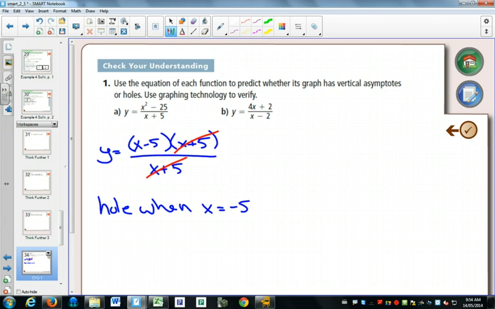So we factored it. It cancels out whenever it cancels. You get a hole. And there we have it at x equals negative 5. Now once it canceled out, we're just left with x minus 5.